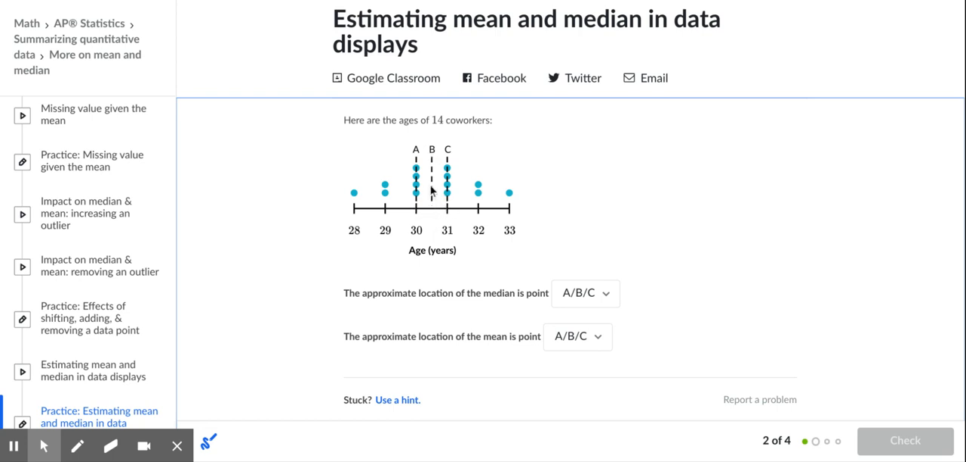And then the mean, since it's very, very symmetrical, is going to be halfway in between. So in this one, the mean and the median are both going to be B. And I don't even have to calculate anything because it's so symmetrical. I can just tell that.